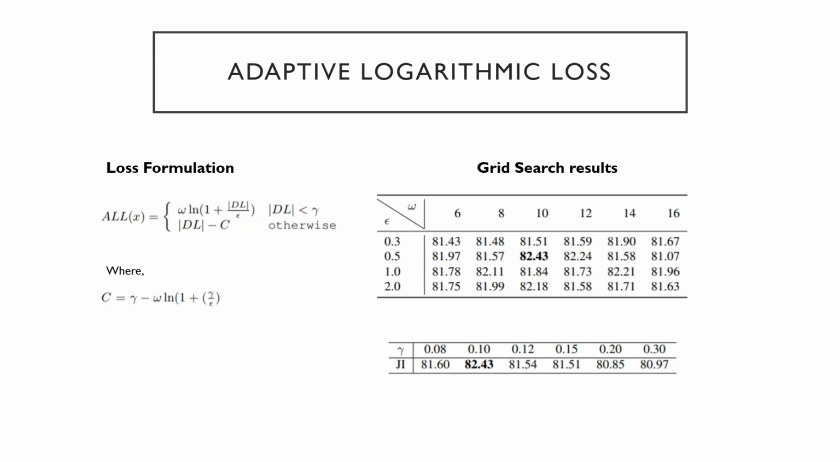The optimal values for the hyperparameters are reported in the paper. The loss is mainly sensitive to the values of gamma, while epsilon and omega can be kept constant, as we observed little change in the value of the loss across these two parameters once they had been optimally set.